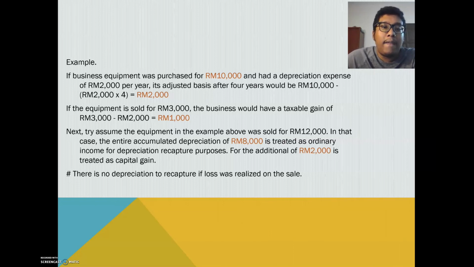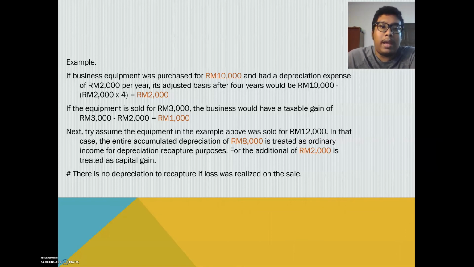If the equipment is sold for 3,000 ringgit, the business will have a taxable gain of 1,000 ringgit, because the sale price minus the adjusted basis, which is the present value of the equipment, gives you a gain of 1,000 ringgit. The 1,000 ringgit is what you call the depreciation recapture.